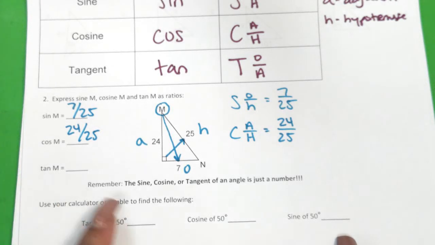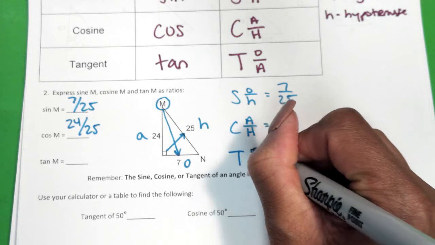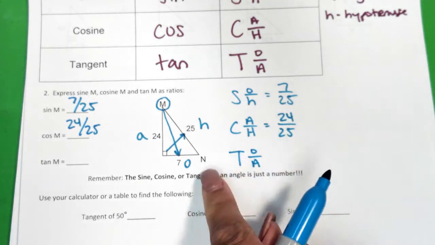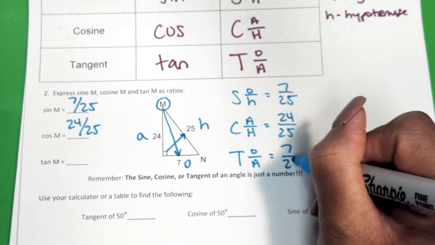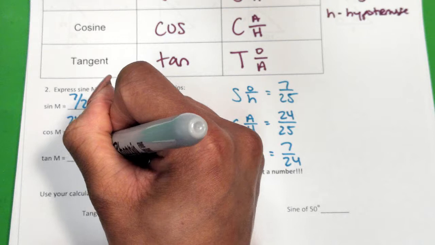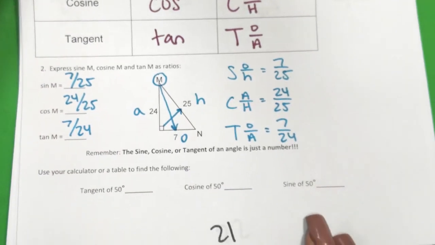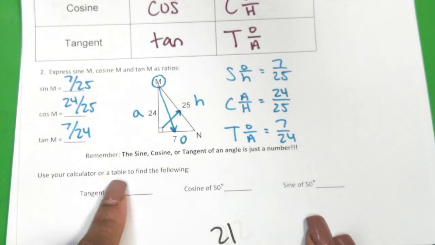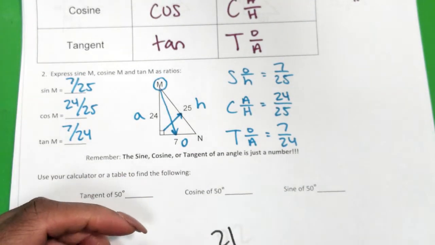Then I'm left with tangent. Tangent is T, and your opposite is over your adjacent. The opposite, which is 7, over your adjacent, which is 24. So tangent is 7 over 24. Remember, the sine, cosine, or tangent of an angle is just a number, so you can use your calculator or a table to find the following.